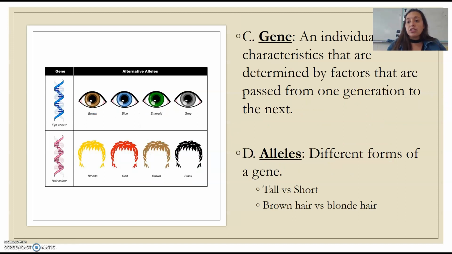So what is the difference between genes and alleles? If you look at this picture, these 2 are recognizing your genes, which are individual characteristics that are determined by factors that are passed from 1 generation to the next. It'd be like eye color or hair color, so more like the category. The gene would be like that. An allele would be the different form of genes. So tall versus short, brown hair versus blonde hair, or in this case, brown, blue, emerald, or gray eyes. If the gene is hair color, the allele would be blonde, red, brown, or black. So your gene is more of the category, and your allele is the specific type.